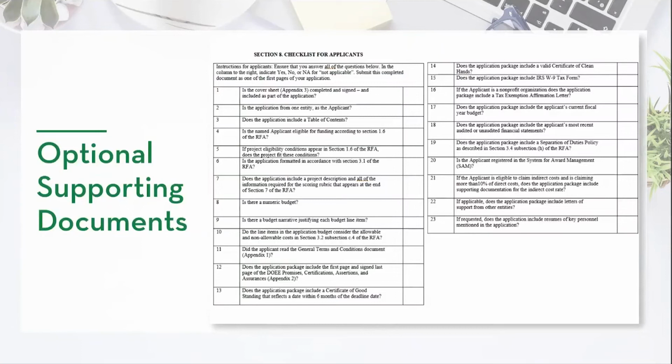There are 23 different items in this checklist. After working through the various components of the application, it is easy to accidentally forget to include an item. The checklist makes it easy not to forget. Be sure to use it to make sure your application is considered for review.